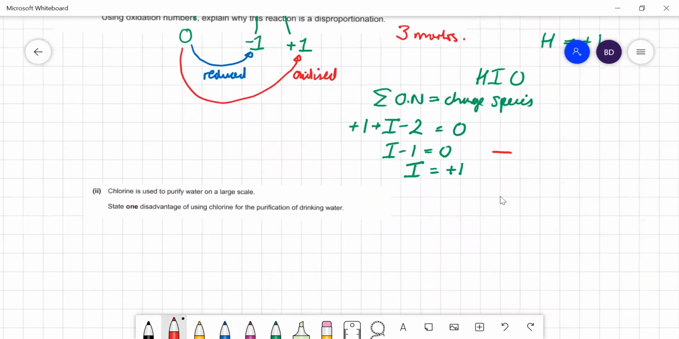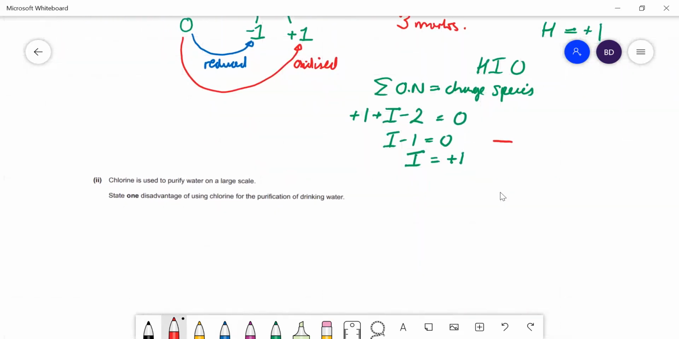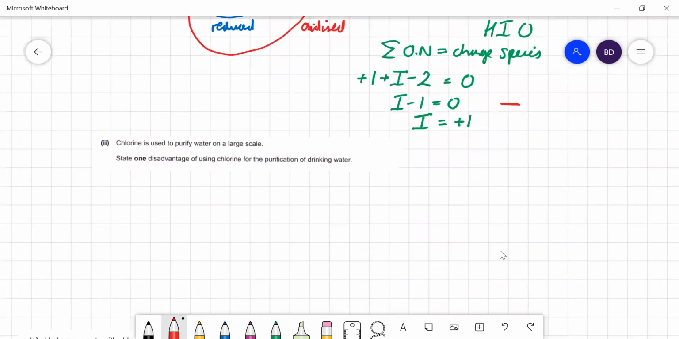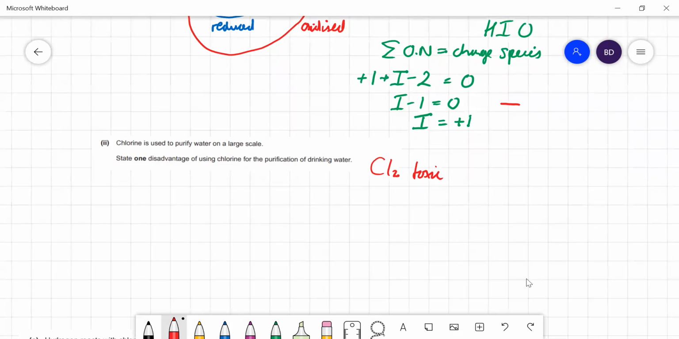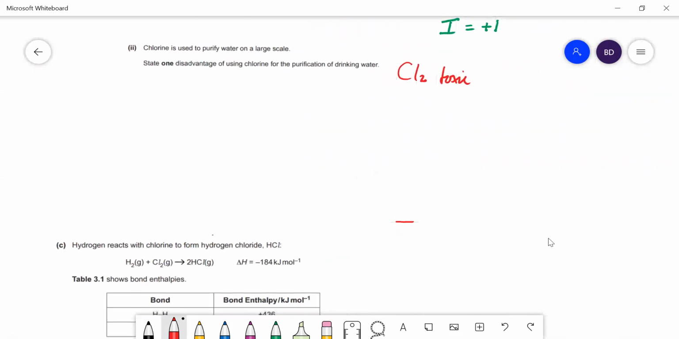Okay, chlorine is used to purify water on a large scale. State one disadvantage of using chlorine for purification of drinking water. Chlorine gas is toxic, and so it's got to be handled pretty carefully. That may be inconvenient and costly. Okay, right.